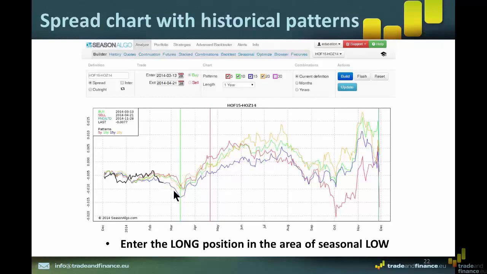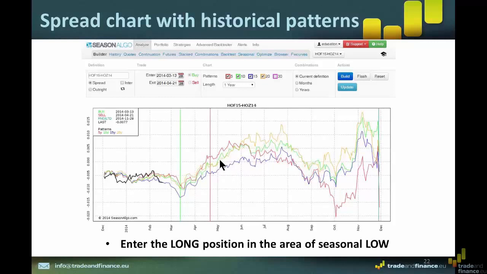We can also see these colored curves, and these are so-called historical patterns. The red one is 5 years historical pattern, and that means that the SeasonAlgo took prices of previous 5 years and it calculated the average of these prices, and this average is displayed here as 5 years historical pattern. Then the green curve is the 10 years historical pattern. The blue one is 15 years historical pattern. And this orange one is the 20 years historical pattern.